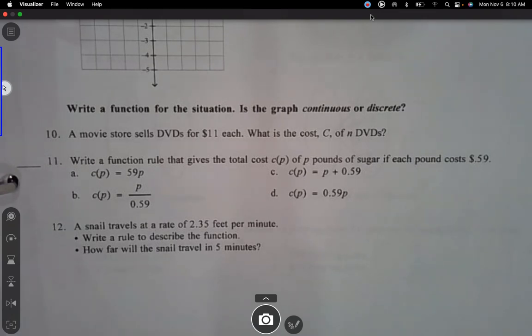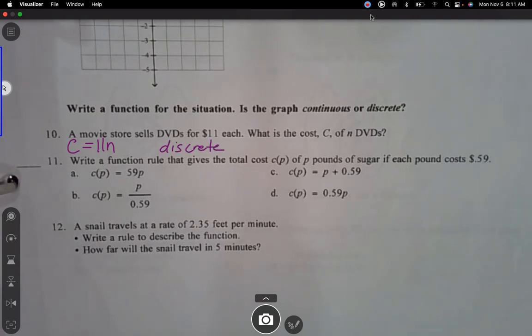So it's $11 each. It tells us to use C and N. It's 11 times N. So cost is $11 per N DVDs. Because if it was 1 DVD, it would be how much? $11. If it was 2 DVDs, how much would it be? 22. So you're multiplying. So C = 11N. Now it is discrete because can you buy half of a DVD? No. So it's discrete.